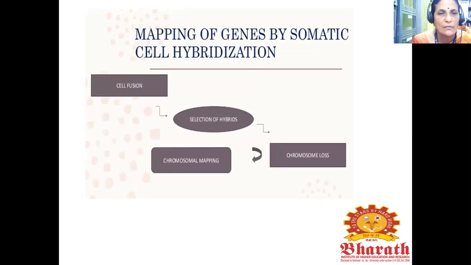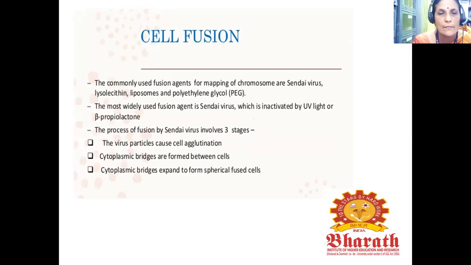Mapping of genes by somatic cell hybridization: first, cell fusion occurs. Then the selection of hybrids is done, and then chromosome loss allows chromosomal mapping. This is the outline of mapping of genes by somatic cell hybridization. Then, what is cell fusion?